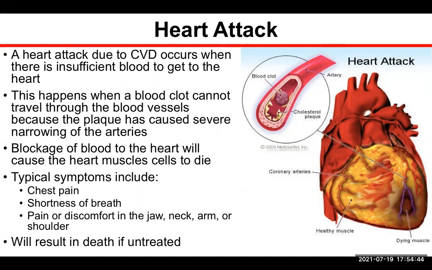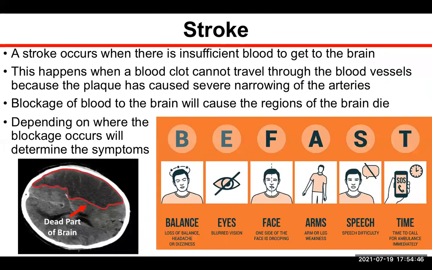So what happens when you block blood going to your brain? Well, that's where you're going to end up developing a stroke. So it's basically the same process, but it's the blood vessels going into your brain, or actually at your brain, that are going to lead to a stroke. And so this is just going to be a blockage of blood to a specific area of the brain.